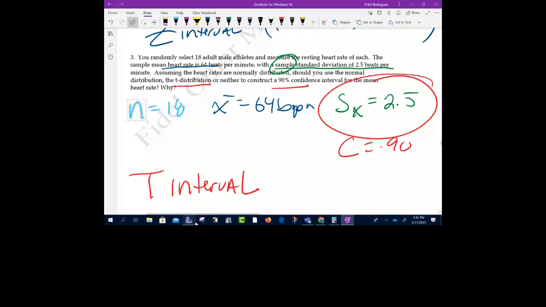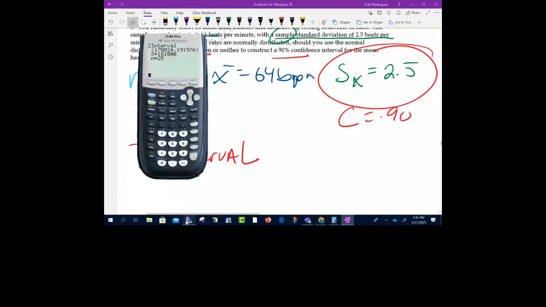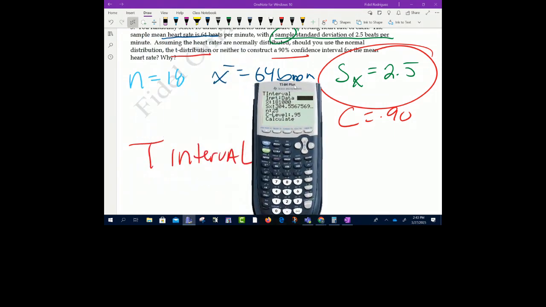Alrighty, y'all. We're going to go to our calculator again. Let's clear this guy out. We're going to go back to stat, then to test, but now we're going to scroll down to number 8, T interval. We're going to use stats because that's what we got.